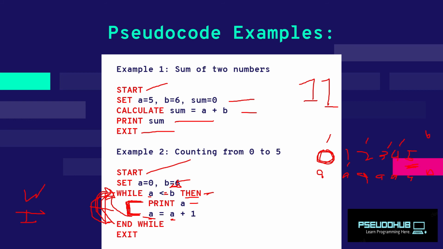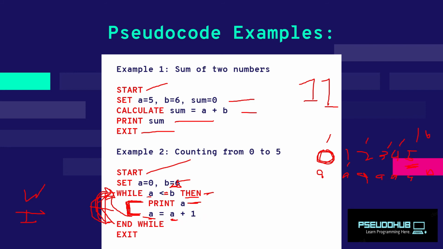So, 5 less than or equal to 5. Right? 5 is less than or equal to, 5 is less than 5? False, but there's an equal, so it's still true. Okay, so still true. It outputs 5, it displays 5. 5 plus 1 becomes 6.